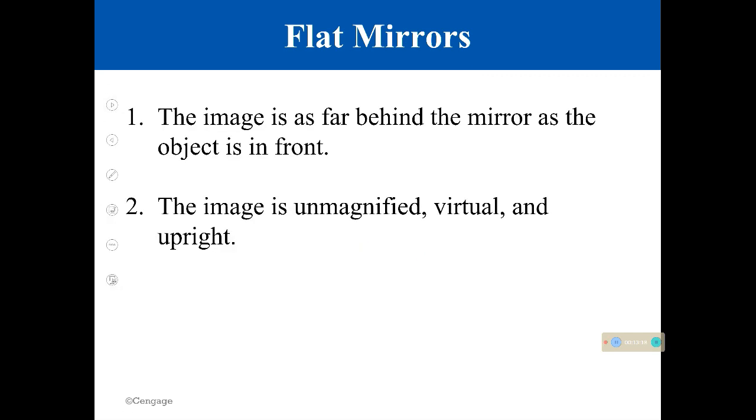Now, so flat mirrors. The image is as far behind the mirror as the object is in front, and the image is unmagnified. Let's talk about virtual in just a second. Unmagnified simply just means 1 and 1. You get a magnification of 1. Okay. Your other options on magnification are going to be enhanced or reduced, which you can imagine enhanced is greater than 1, reduced is less than 1, but we'll worry about that later. Let's talk about virtual for a second.